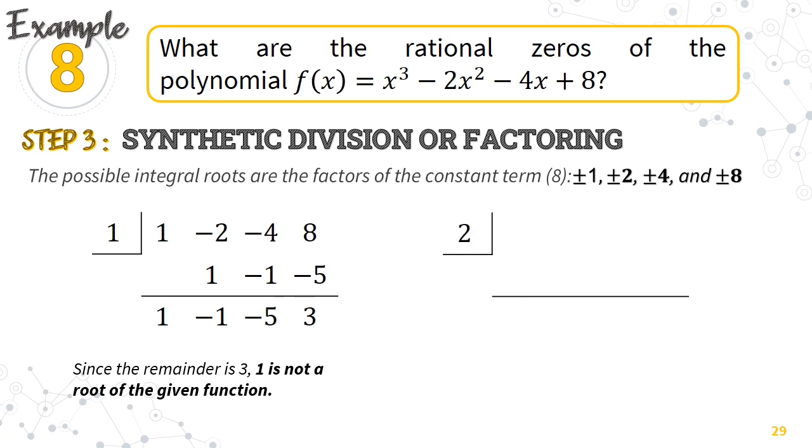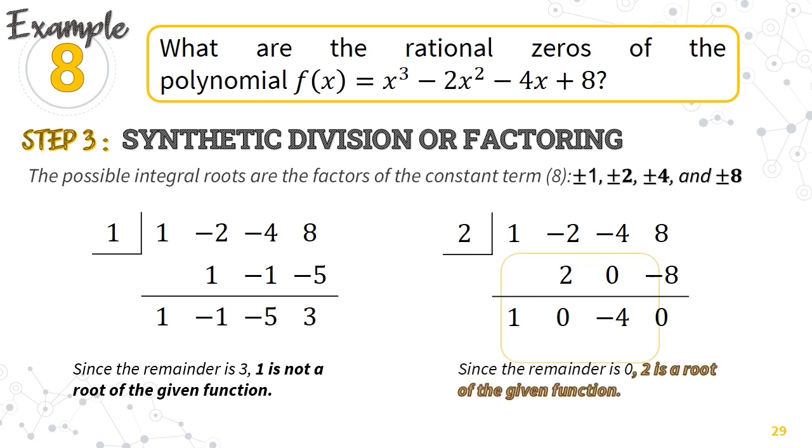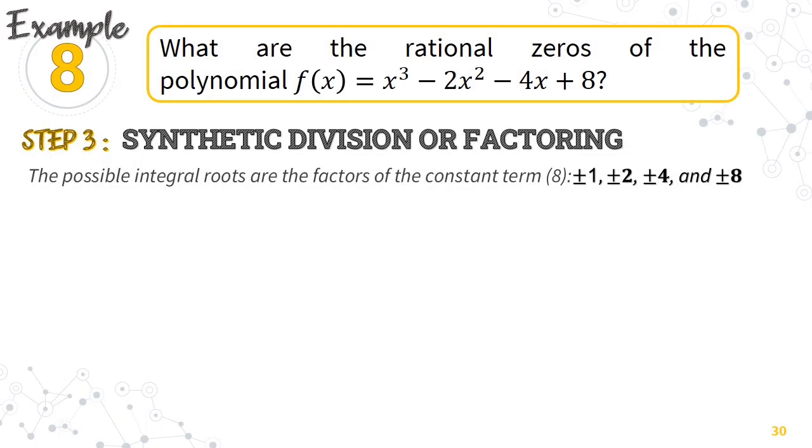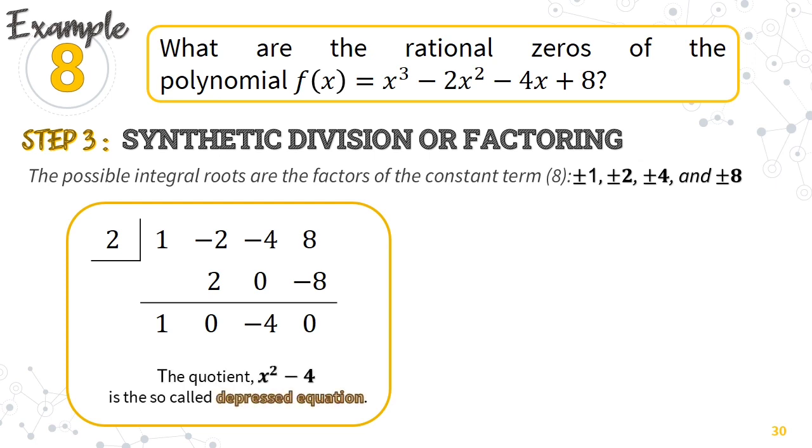Let us take 2 as the value of c. And again, using synthetic division and having the numerical coefficients of the function 1, -2, -4, and 8, we have the solution given. Since the remainder is 0, 2 is a root of the given function. After obtaining the first root of the function, which is 2, we obtain the quotient, which is x^2 - 4, and this is the so-called depressed equation.